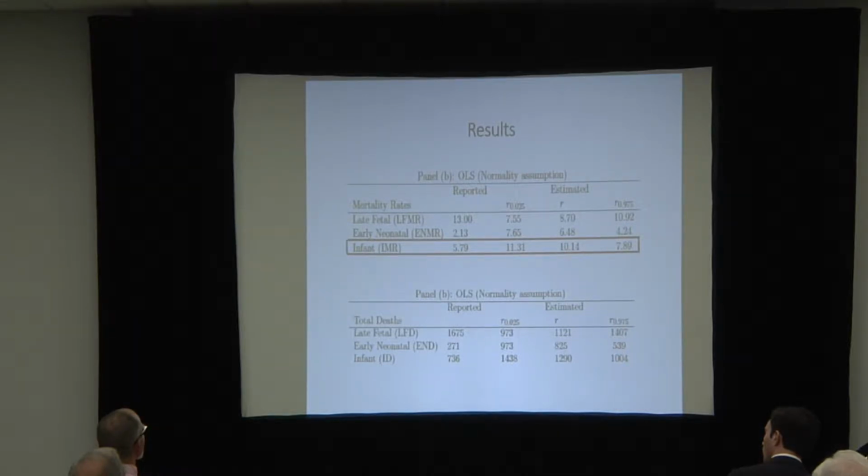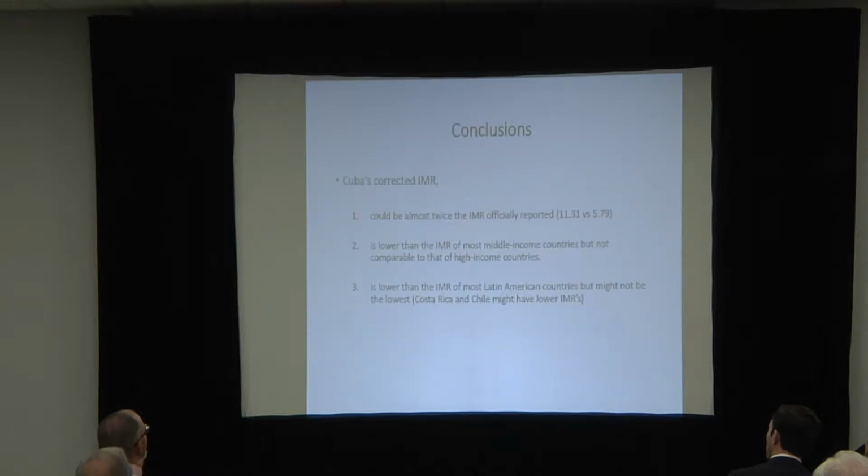So for the year 2004, and I highlight the part that you really need to look at. For the year 2004, Cuba reported an infant mortality rate of about 5.79 deaths per 1,000 live births. So according to the estimates, on average, it should be about 10. That's a 10.14 there, with some lower and upper bound between 7.89 and 11.31.